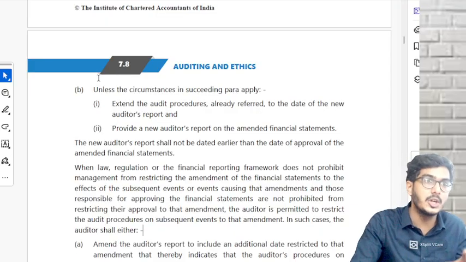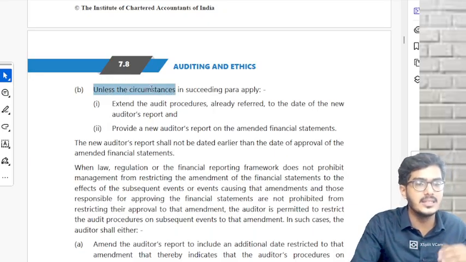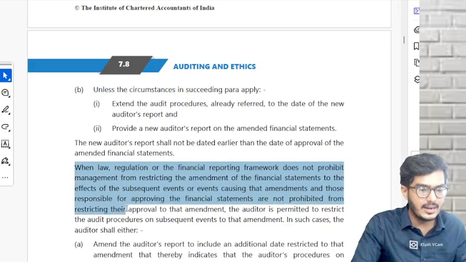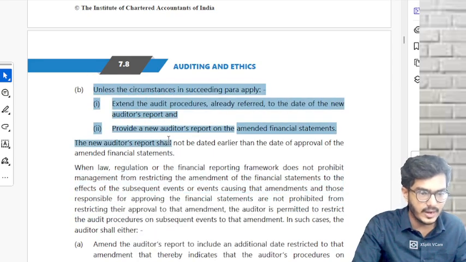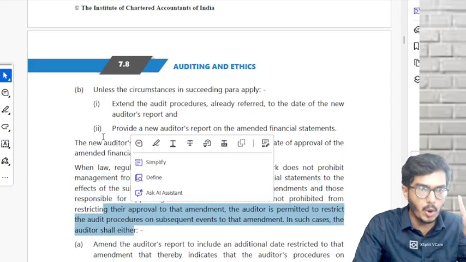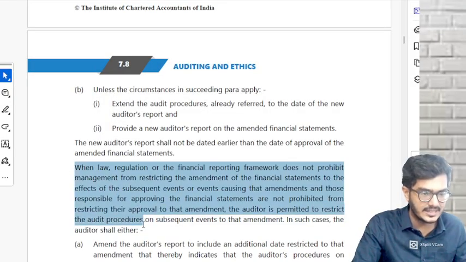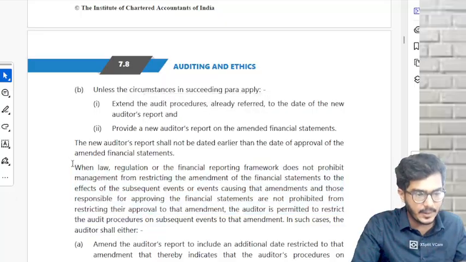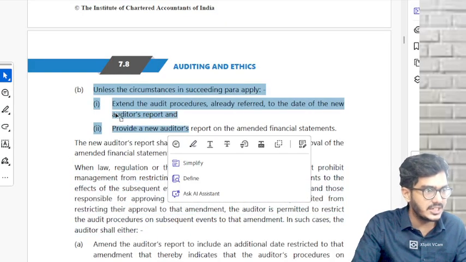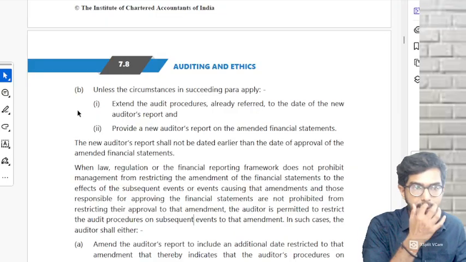There are two situations. See this point B, how it starts: unless the circumstances in the succeeding para apply. That means if this para prohibits you, then come to this one. If the para doesn't prohibit you, then go with this para. There are two options. If the prohibition applies, that means there is a condition and a prohibition in it, and if that prohibition applies, then come and do point B. If the condition restriction doesn't apply, then you go with the paragraph only.